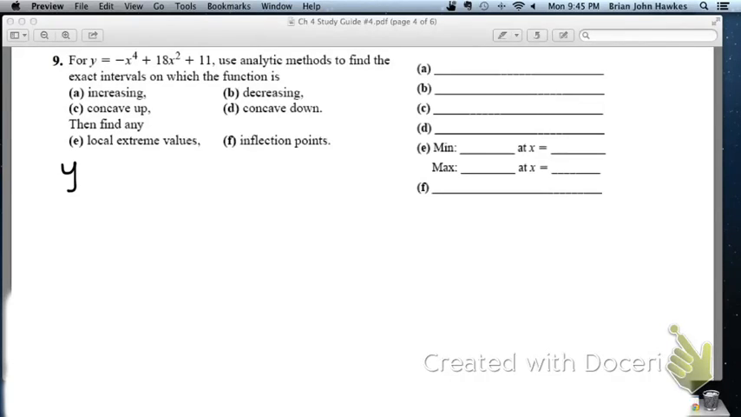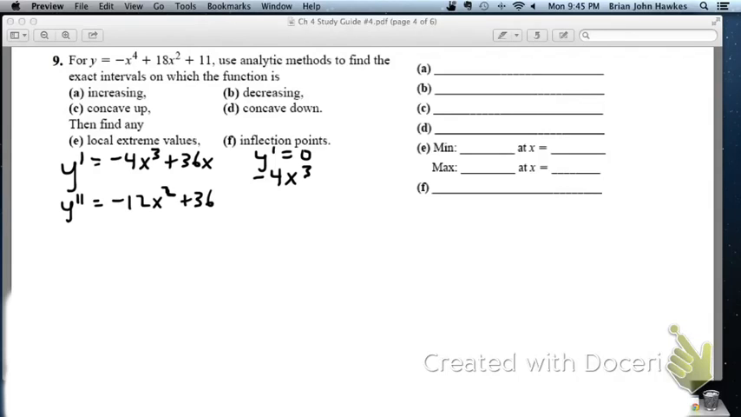So by now, for number 9, we know we need to find our derivative. We need to find y prime, and y prime is equal to negative 4x cubed plus 36x. And while we're at it, let's also find y double prime, and that's negative 12x squared plus 36. Okay, we'll set our y prime equal to 0, when negative 4x cubed plus 36x is equal to 0.